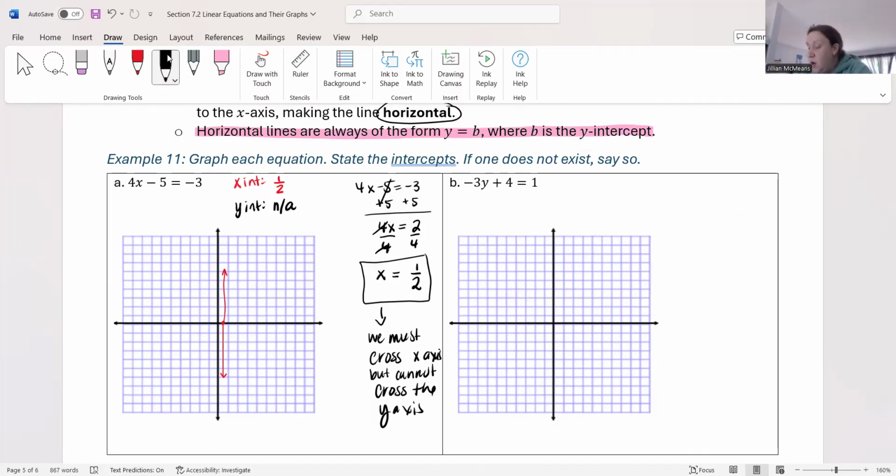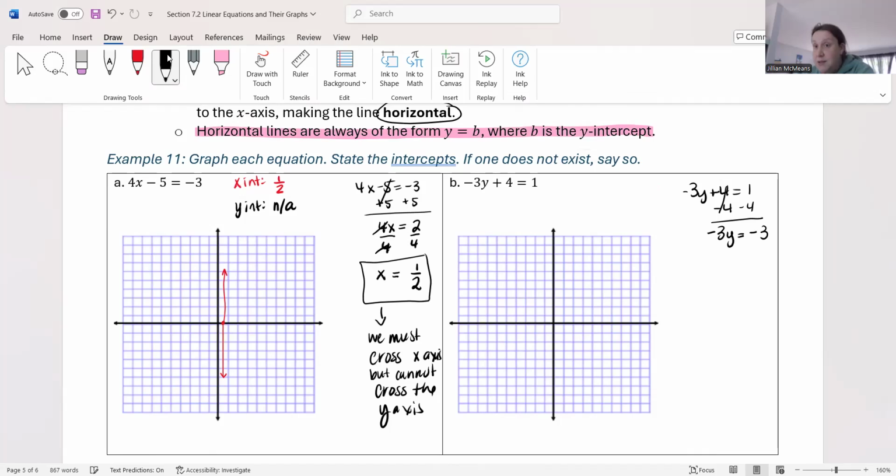Okay, we only have a y, we do not have an x, so that means let's go ahead and solve for the y. So I've got negative 3y plus 4 equals 1. I want to isolate the negative 3y. To do that, I need to move this 4. I would do that with subtraction. 4 minus 4 is 0. Negative 3y plus 0 is negative 3y. And then 1 minus 4 is negative 3.